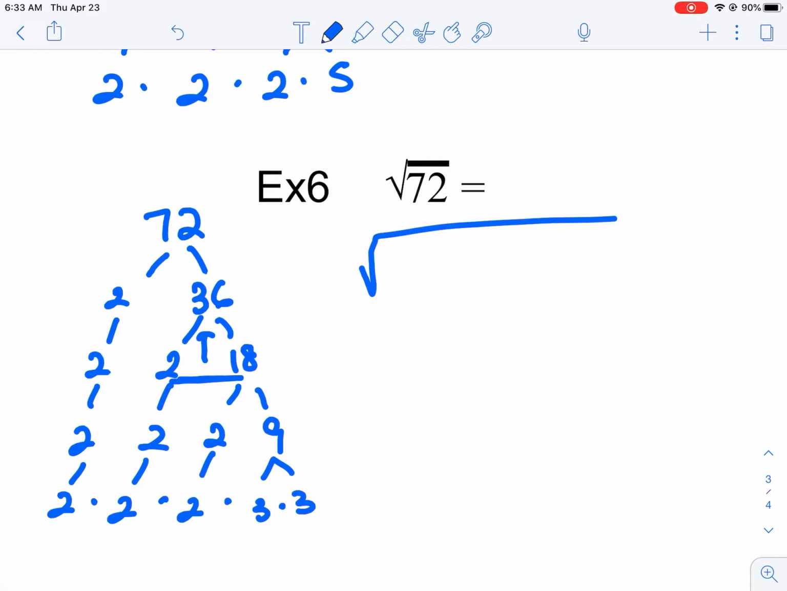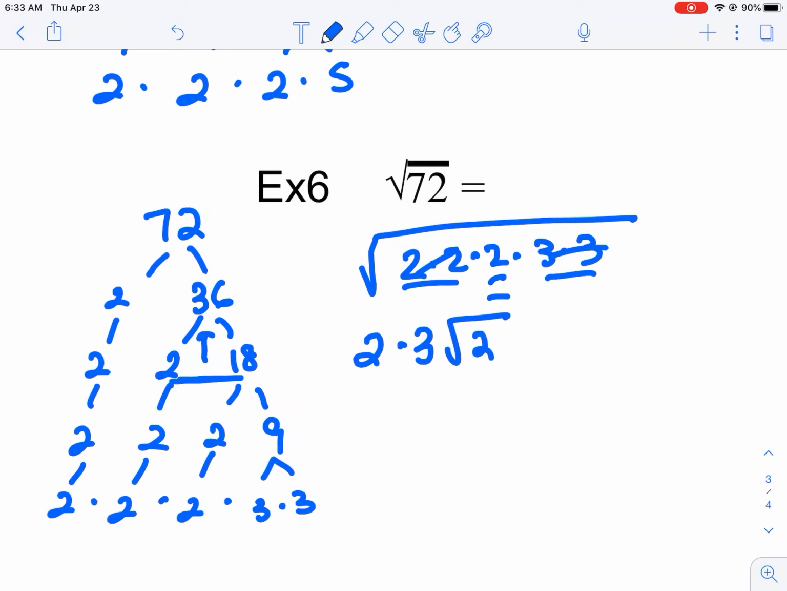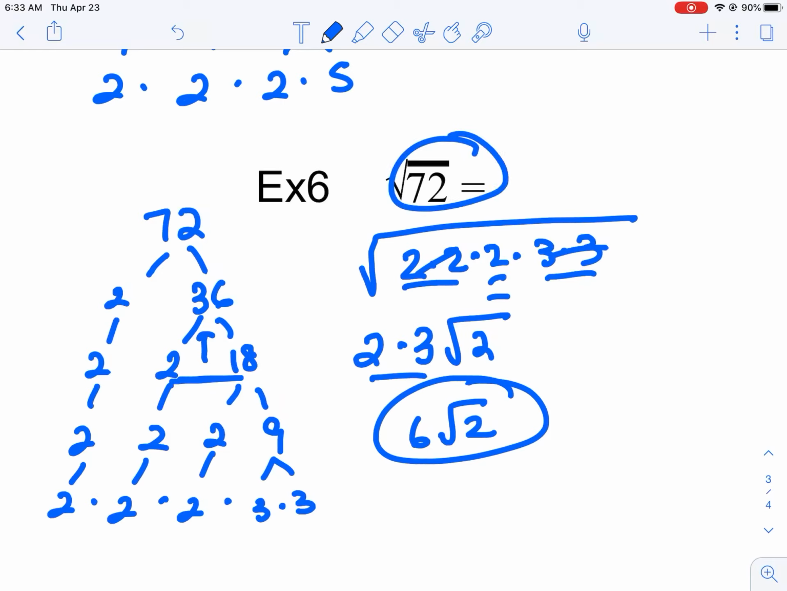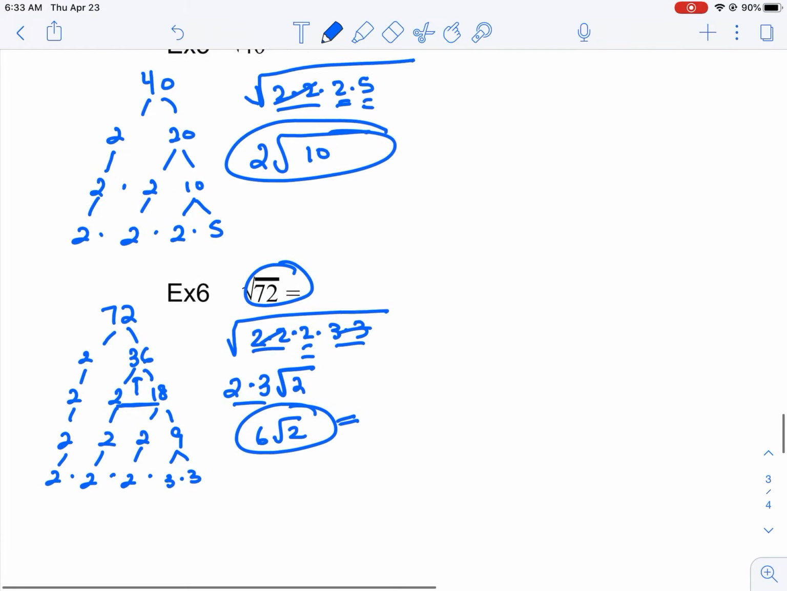All right, so this becomes the square root of 2 times 2 times 2 times 3 times 3. There's a pair, so a 2 comes out. There's a pair, so a 3 comes out. And that's left inside. We keep that, and this we multiply. 6 square roots of 2. So always take this number in your calculator and your answer in your calculator, see if you get the same answer. So that is simplifying radicals.